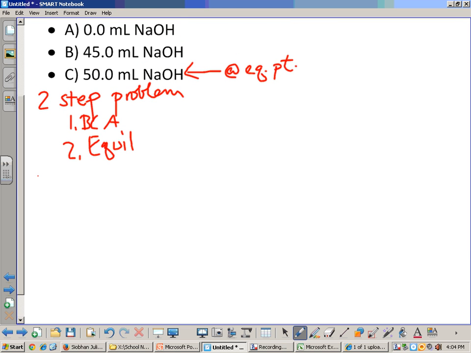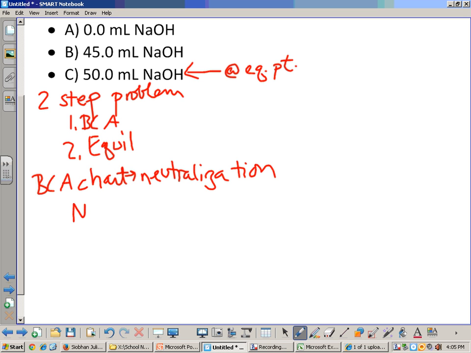So I'm going to do first things first, the BCA chart. And again, BCA charts are based on neutralization reactions. So we're going to write that same neutralization reaction we wrote previously: the sodium hydroxide plus the acetic acid yielding sodium acetate and water.